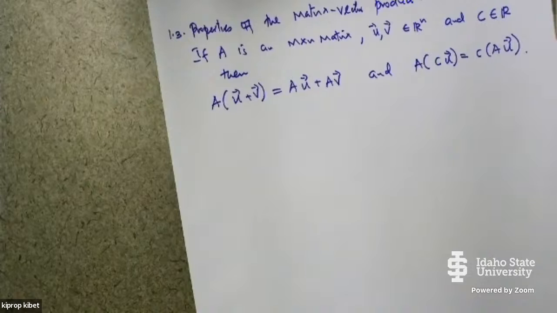We can add the two vectors and then multiply by the matrix, or we can distribute the matrix here: this matrix multiplied by the vector U plus the matrix multiplied by V. So they add. You have the scalar here, and then you have the vector, so we can multiply the scalar by the vector and then multiply by the matrix, or we can multiply the matrix by the vector and then by the scalar.